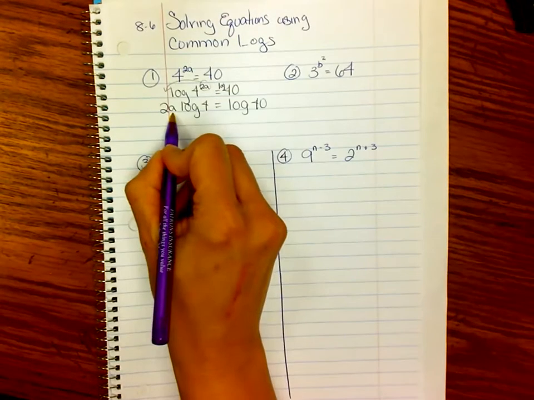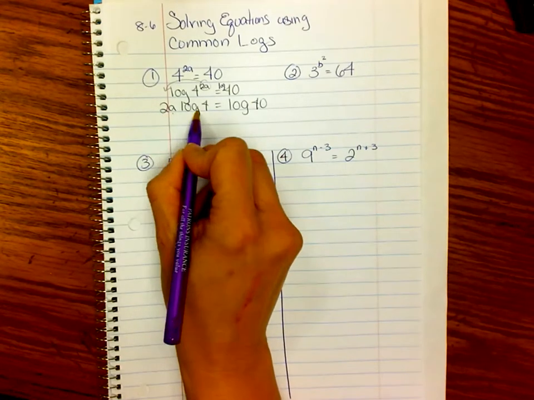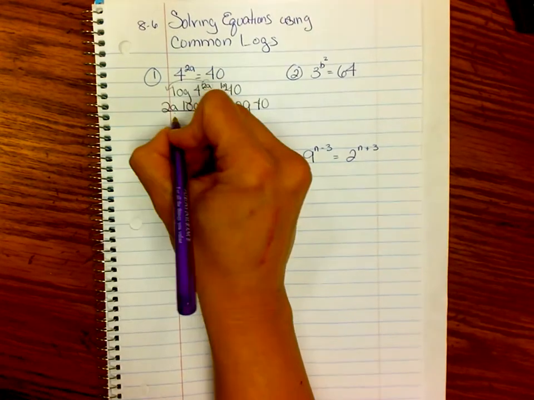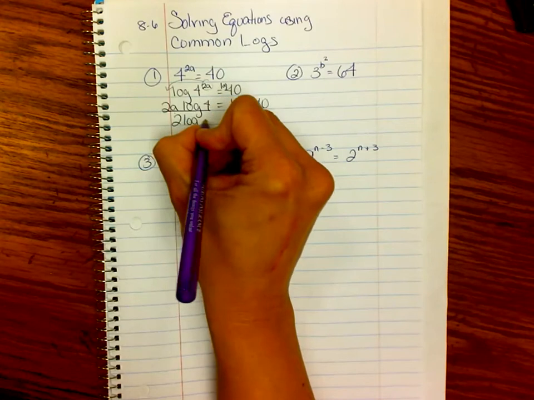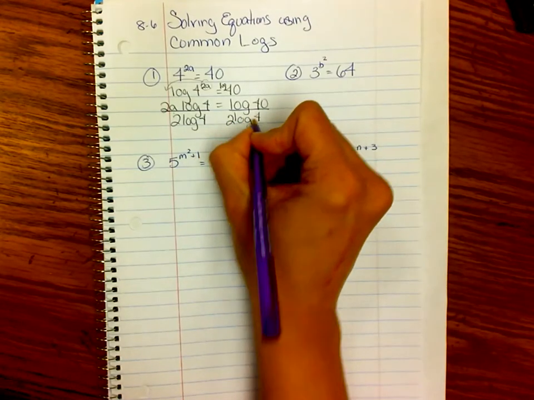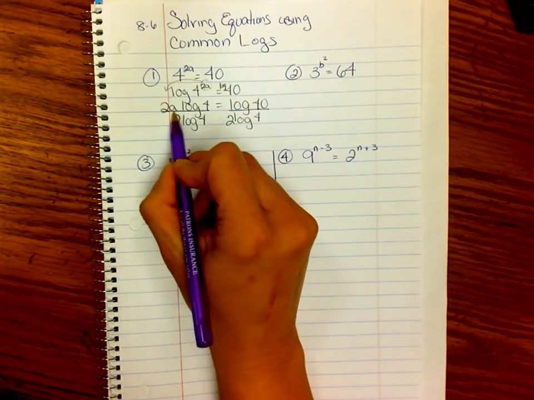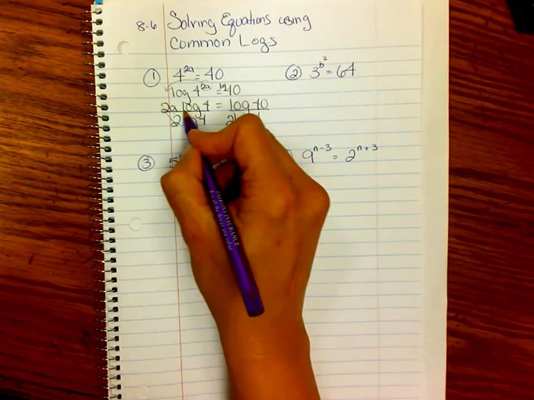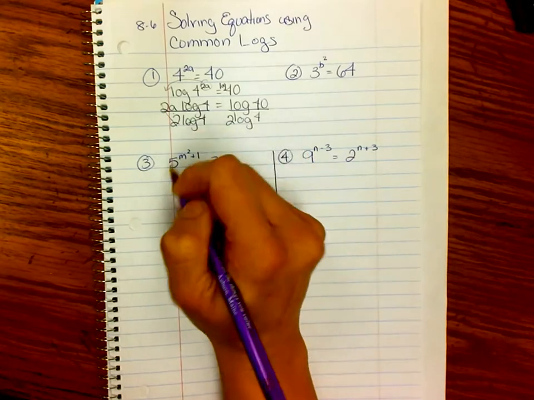My goal is to get a alone. Since the 2 and the log 4 are both being multiplied by the a, I can divide by 2 log 4. Some people think that's a little strange, but if they're both being multiplied, I can divide by both of them, because those 2's cancel out and these log 4's cancel out, and I'm left with the a.